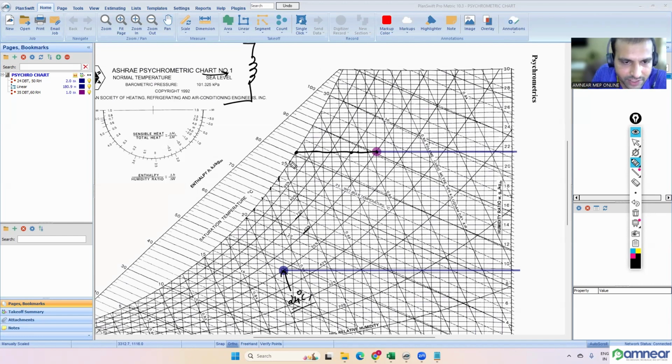So once the saturation point has been reached, once the 100% relative humidity point has been reached, now the air has the maximum quantity of water vapor in it. If you still keep cooling it, the condensation starts. That point is called DPT, or dew point temperature. It's the temperature recorded by the thermometer at which the moisture present in the air will start to condense.